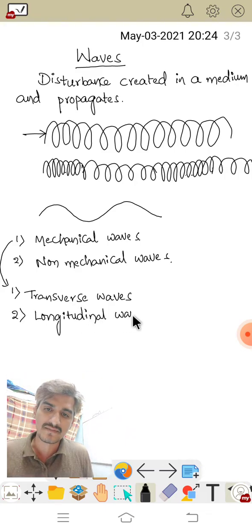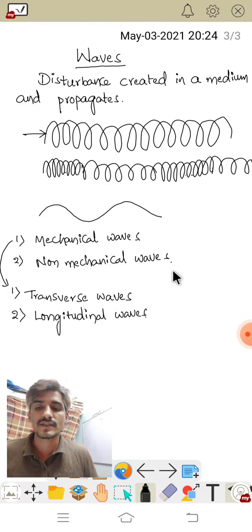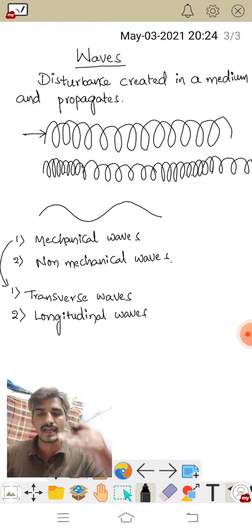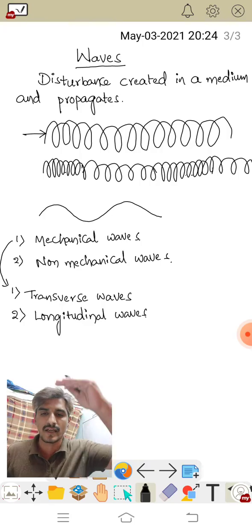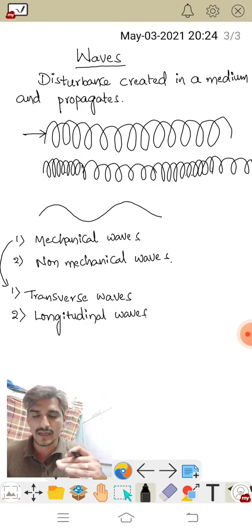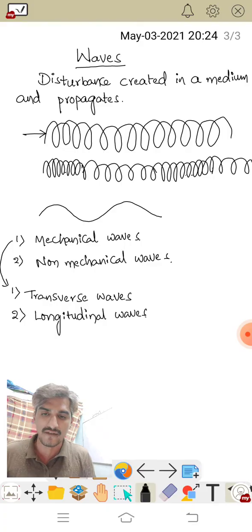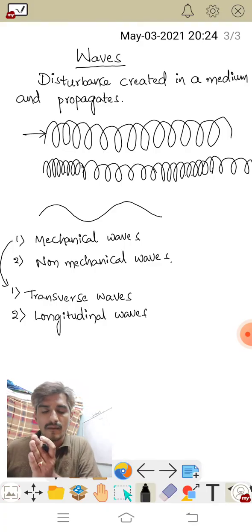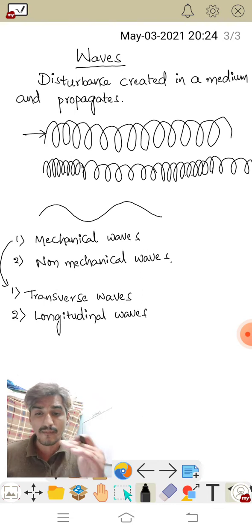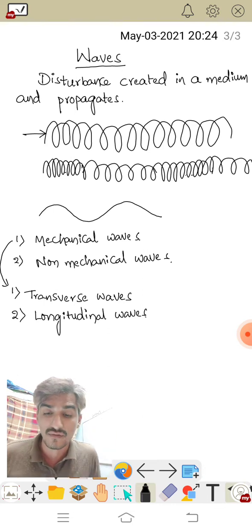What is meant by transverse waves? Suppose the particles oscillate perpendicular to the direction of propagation of the wave. If the particles oscillate perpendicular to the direction of propagation of the wave, those waves are called transverse waves.